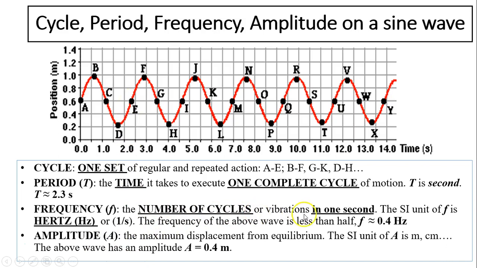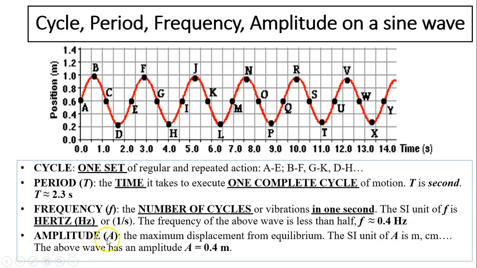Frequency is the number of cycles or vibrations in 1 second. So let's take a look. 1 second is over here. So how many waves is that? It's less than half a wave. I estimated it to be about 0.4 waves. And the unit for frequency is hertz. Hertz is 1/second. So it's 0.4 hertz. Basically, it is the number of waves per second.